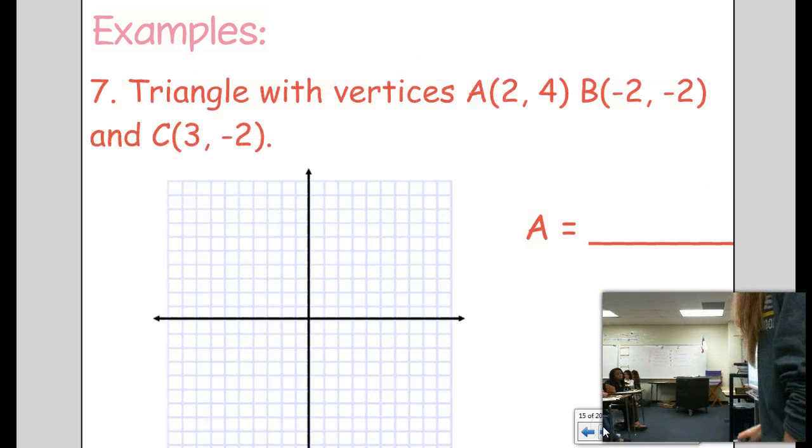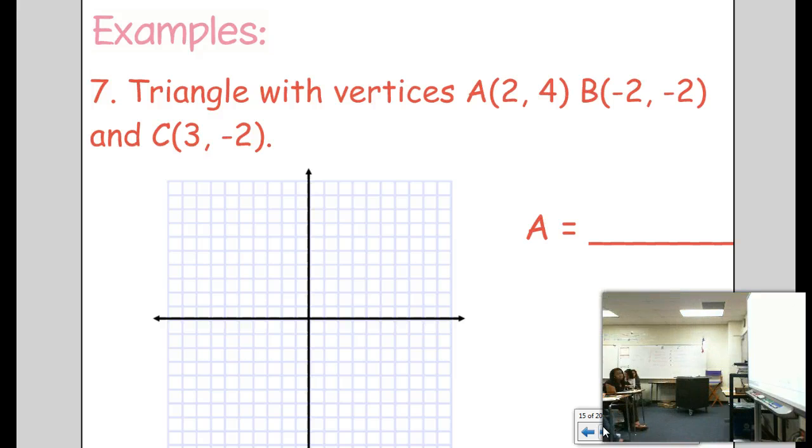Okay, we're moving right along. Oh, you got to plot it. You need to plot that one. You have a little graph. Start plotting.